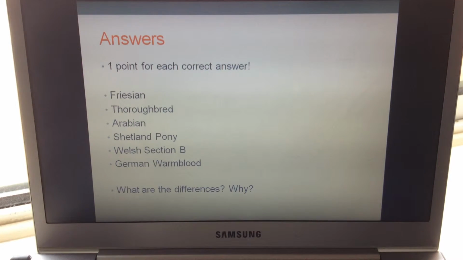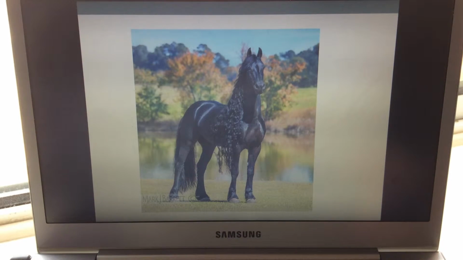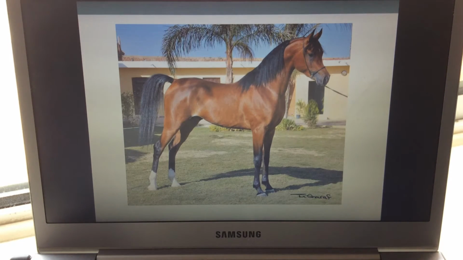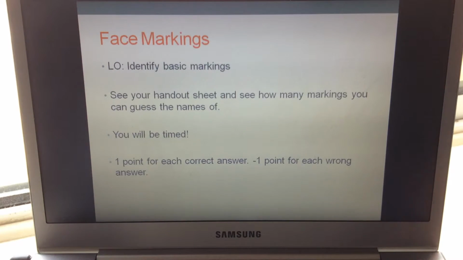After I'd gone through the answers and the students had marked them, I flipped back through the pictures and just asked students to let me know what conformational traits each horse possessed. For example, they noticed that the Arab in this picture had upright pasterns, a dished face and often carried their tail high, as well as having a very slight frame. They did this for each of the horses.